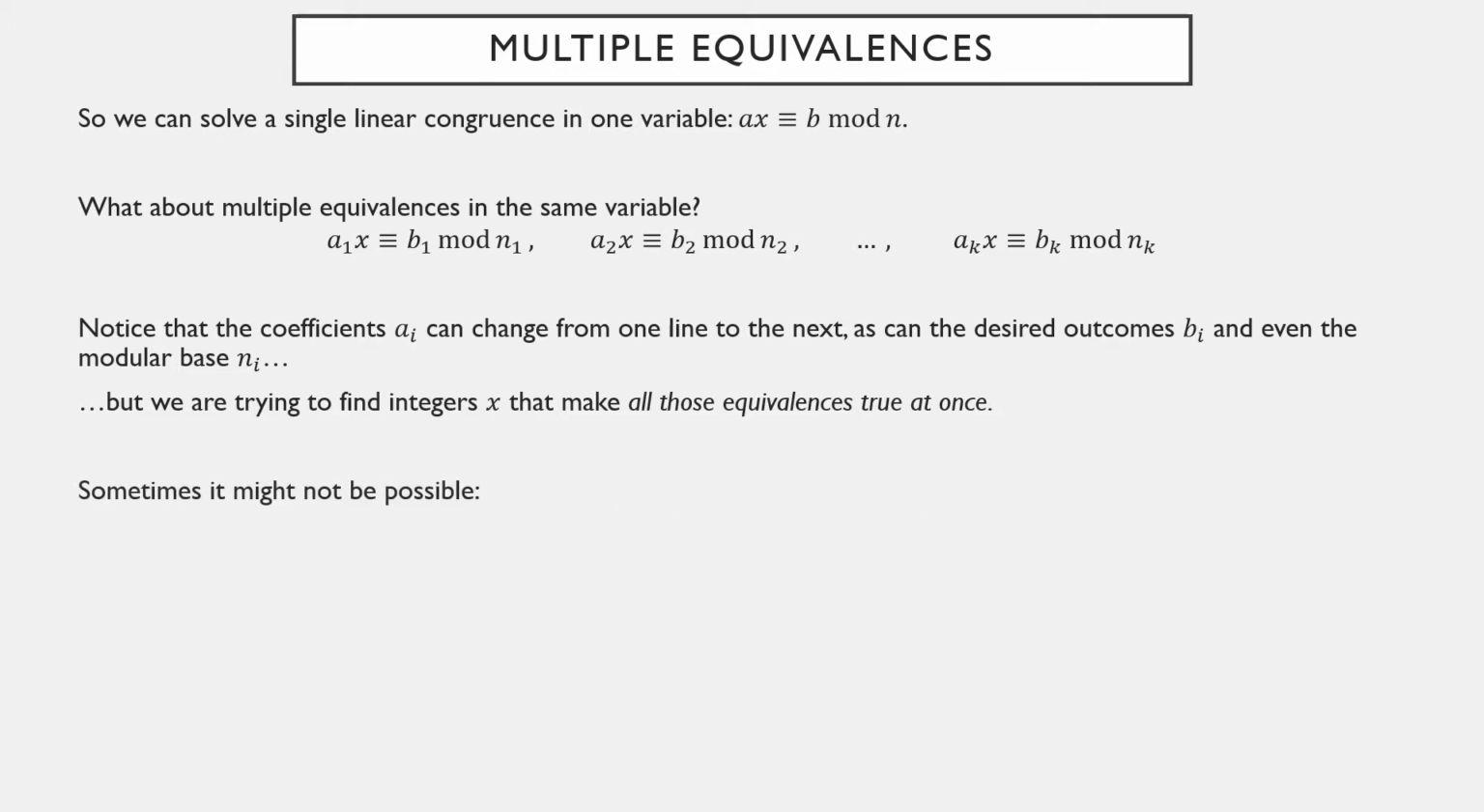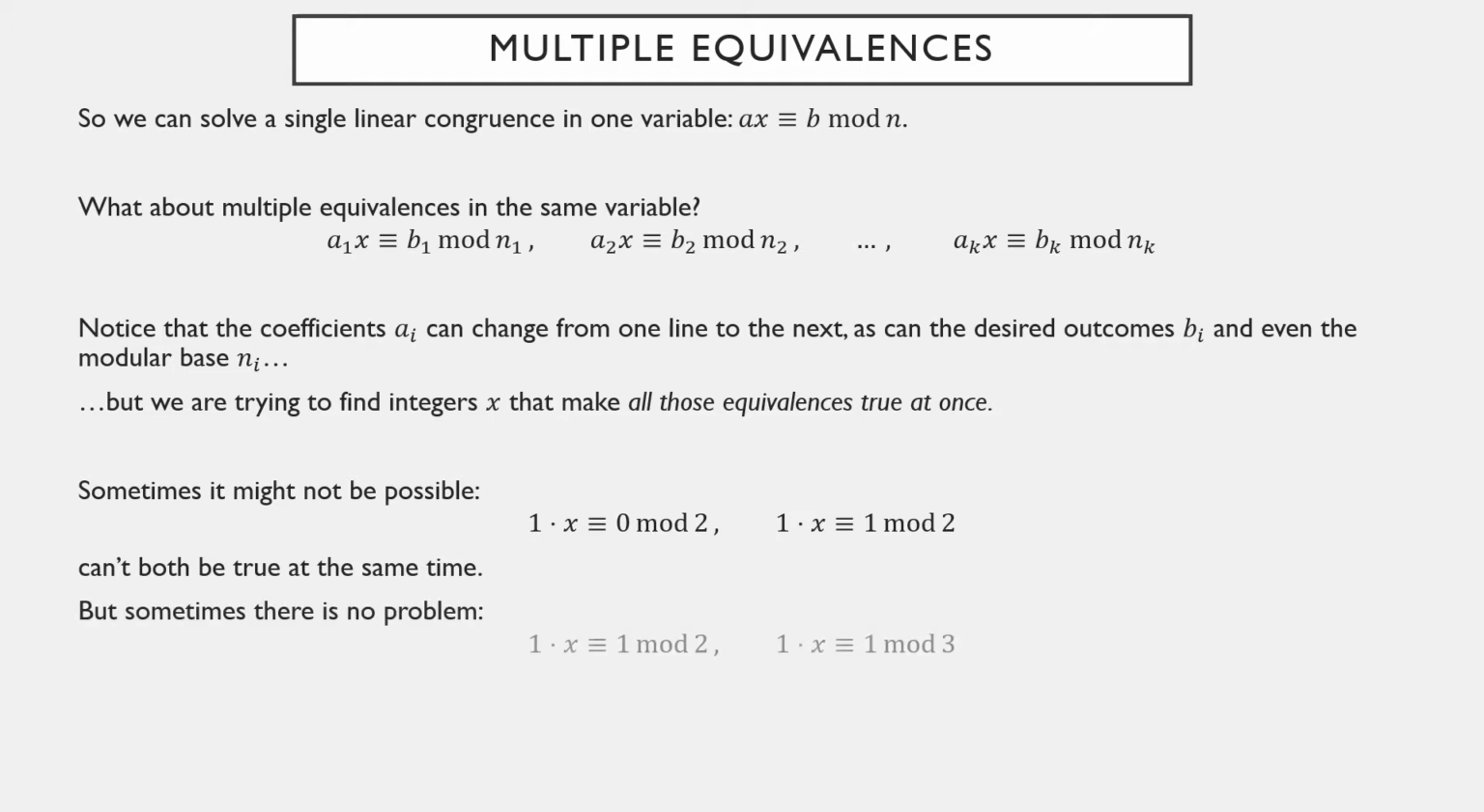It might not always be possible. For example, letting just two linear congruences be on the board. a1 is 1, b1 is 0, n1 is 2. a2 is also 1, and n2 is also 2, but now we've changed b2 to be equal to 1. So we want 1x to be equivalent to 0 mod 2, and we want 1x to be equivalent to 1 mod 2. These can't be true at the same time, because both of these amount to saying, is x equivalent to 0, but also equivalent to 1 modulo 2? And nothing will be equivalent to both 0 and 1 modulo 2.